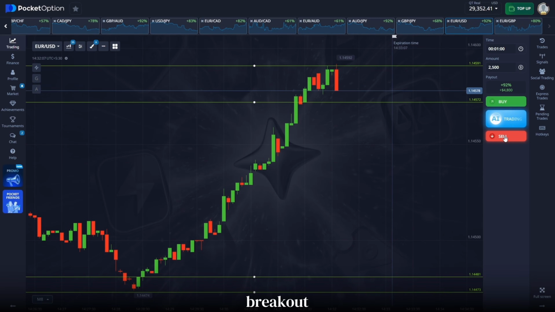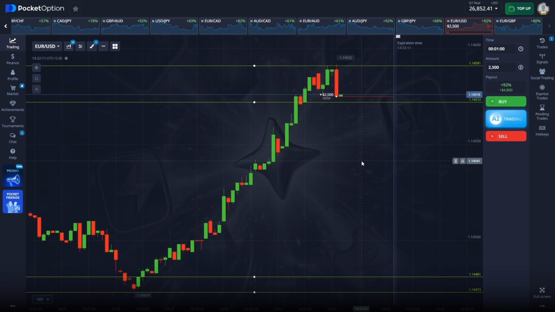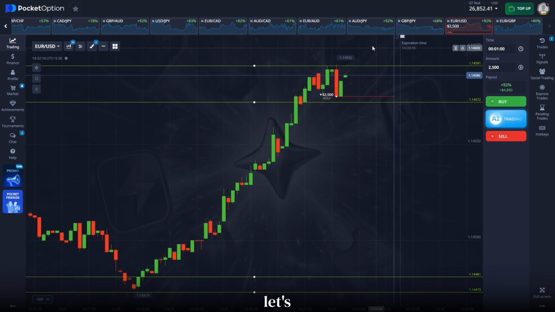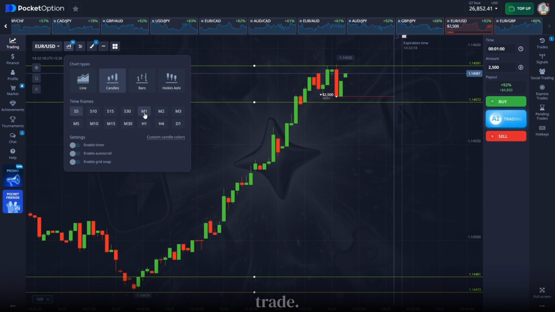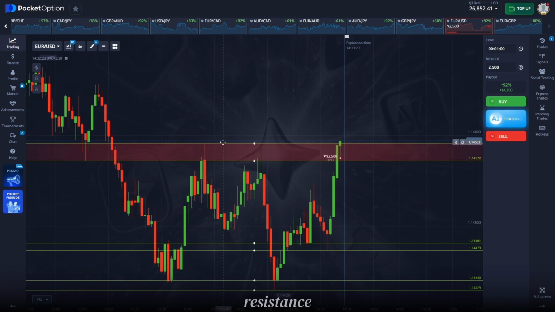Price showed breakout character, and yes, it formed a strong bearish reversal pattern and I instantly placed the trade. Let's understand the logic behind this trade. So it's a simple trade setup. Price hit the resistance range.